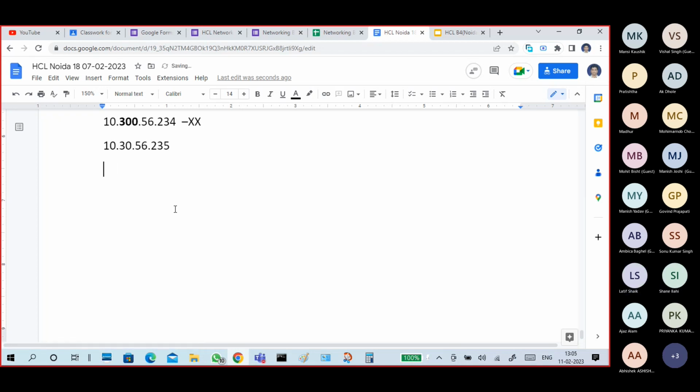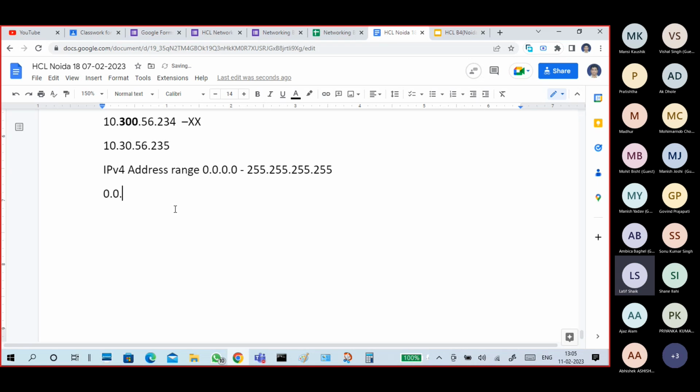Yes, sir. This IPv4, the range of IPv4 addresses is 0.0.0.0 to 255.255.255.255, which means no octet is more than 255, and it is starting like this.